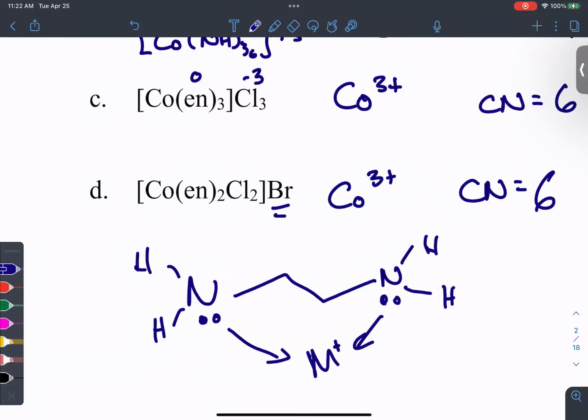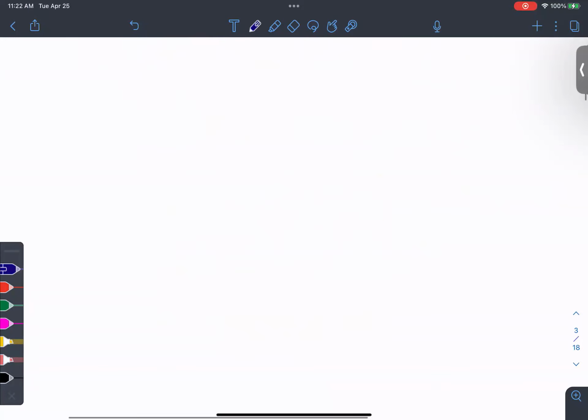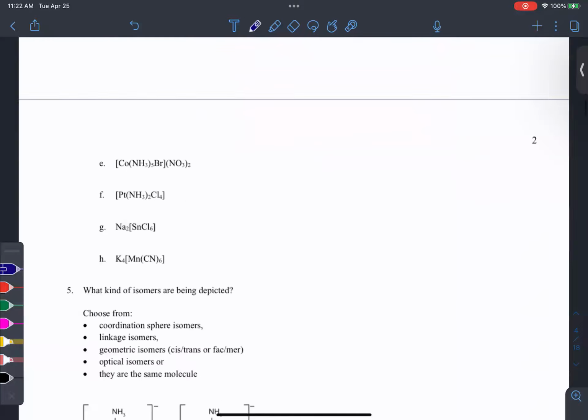Great. For funsies, what is the charge of the whole complex? What does it have to be? +1, yeah, it does. Okay, good. And again, the reason that bromide's there is just to make everything charge neutral. Okay, great. Okay, let's keep going. Oh, blank page. All right.